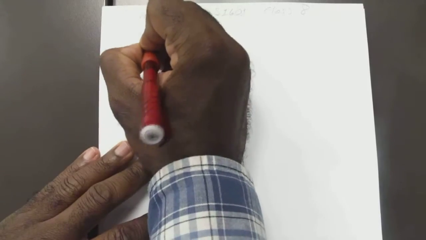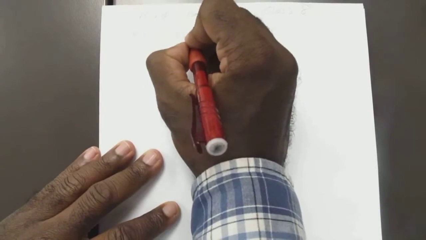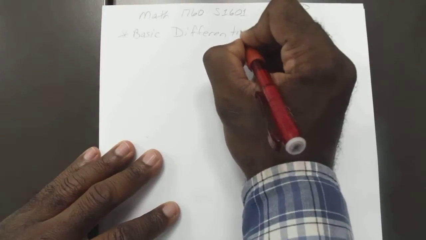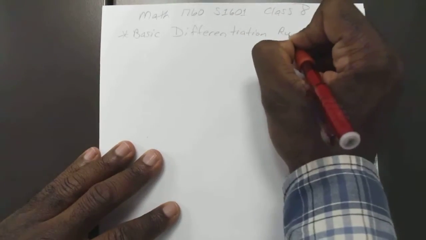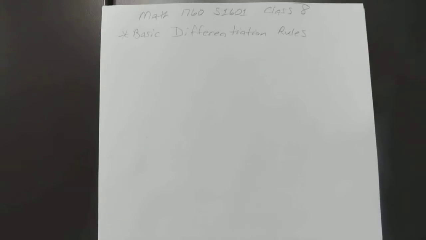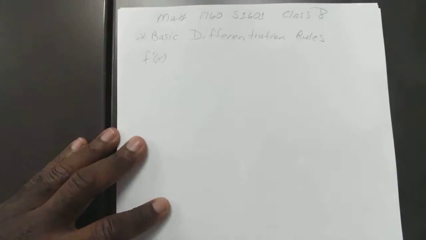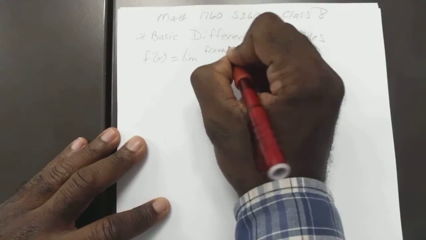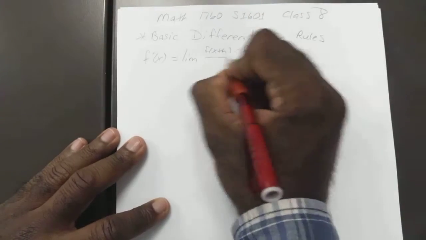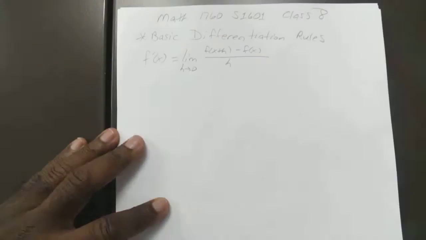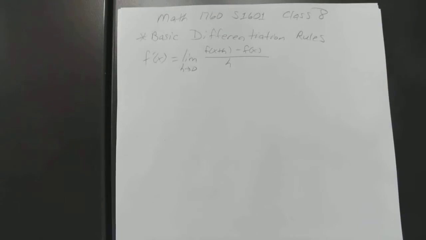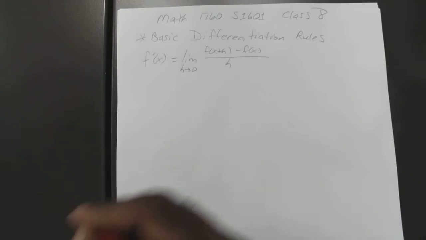Okay, so today we're going to start on basic differentiation rules. So far we've been describing our f prime of x as the limit of f of x plus h minus f of x all over h as h approaches 0. Now we're going to do different types of notation.